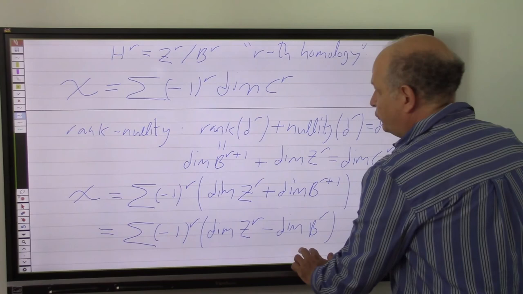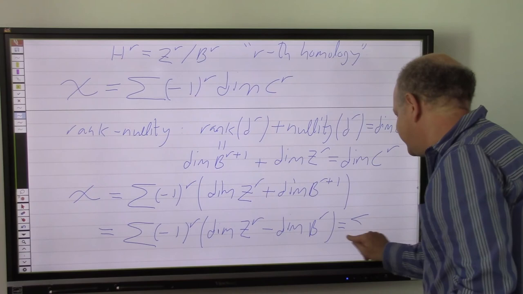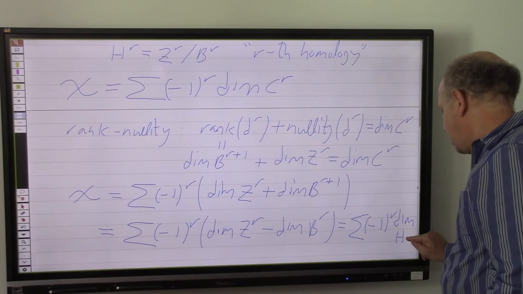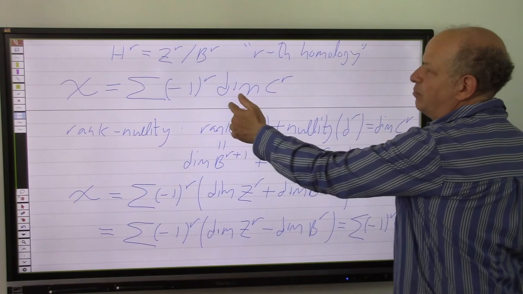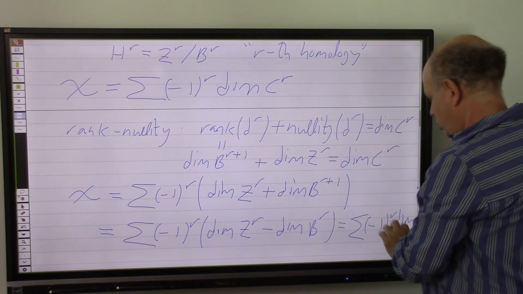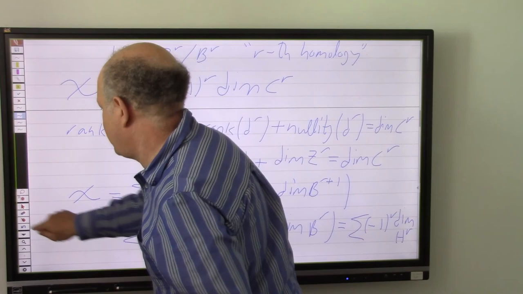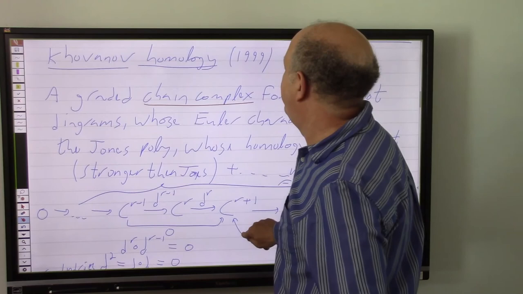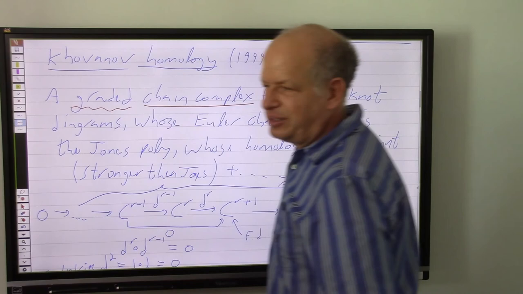So this is equal to the sum of minus 1 to the r, the dimension of H_r, and the conclusion is that the Euler characteristic could have been equally computed from the dimensions of the chain spaces or the dimensions of the homologies. I'm running out of time, so I think I will stop, but I'll start next time by telling you what graded means and then constructing the Khovanov homology.